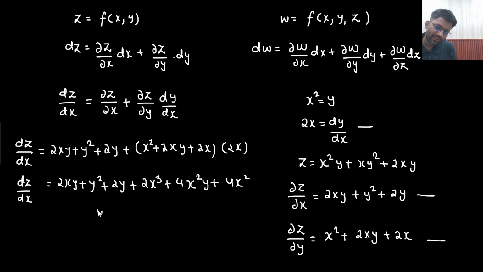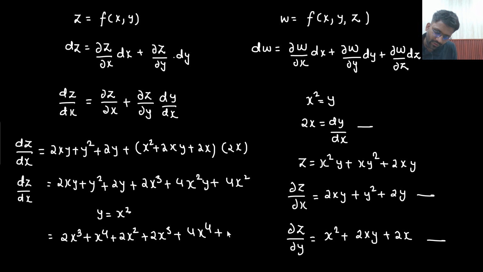Now the other answer could be what? That you replace y equals x square. Right? So what will you be getting? 2x cube plus x to the power 4 plus 2x square plus 2x cube plus 4x to the power 4 plus 4x square.